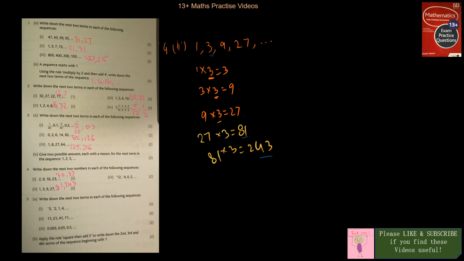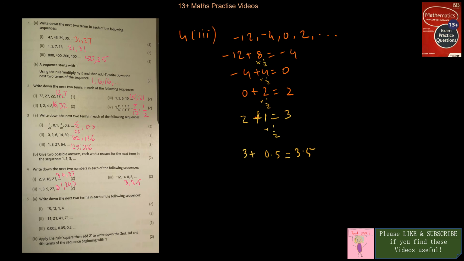There you go. The next one is minus 4, minus 12, and so on. So you have a minus here. What are we going to do? How do we get to minus 4? We can add 8. Minus 12 plus 8 is minus 4, and then it's not 8 anymore, it's half of 8. 8 gets halved, so it becomes 4. So minus 4 plus 4 gives us 0.